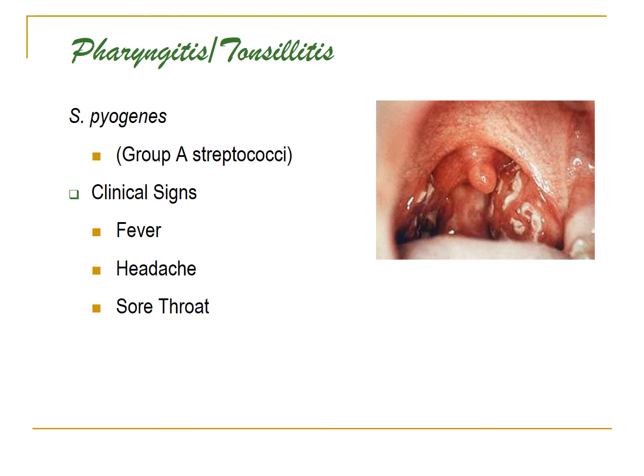So here you can notice the beefy red appearance at the back of the throat and the exudates along the side. Cervical lymph nodes are swollen and tender. It must be noted, however, that other agents may provide similar clinical manifestations.